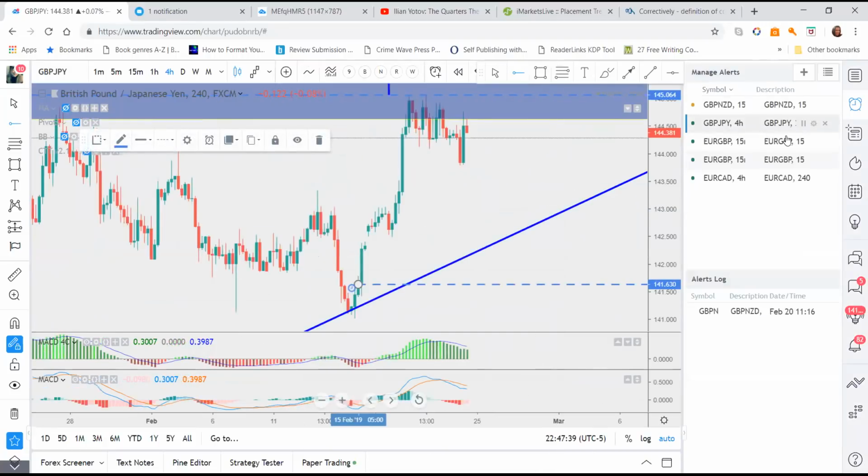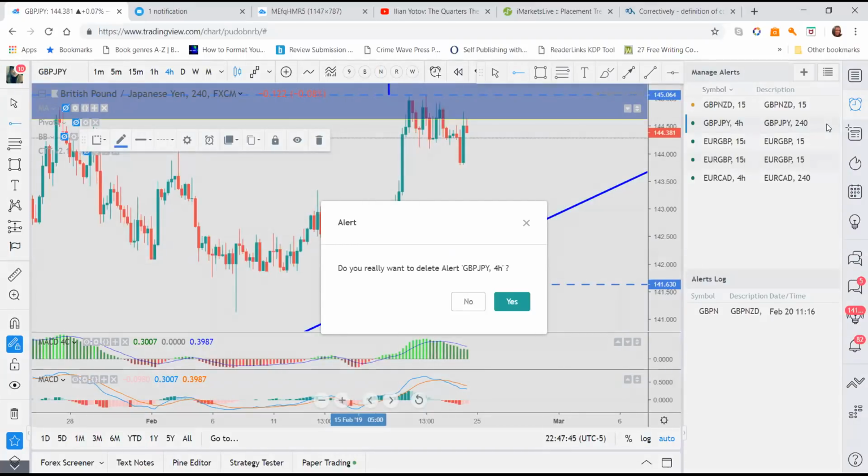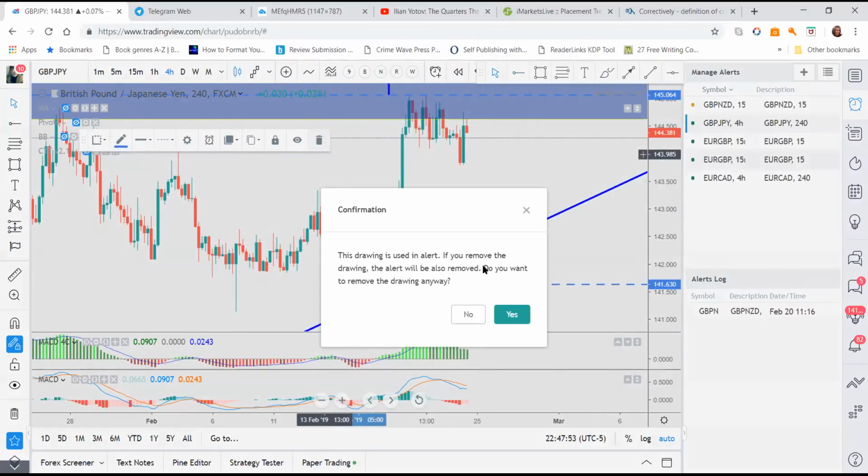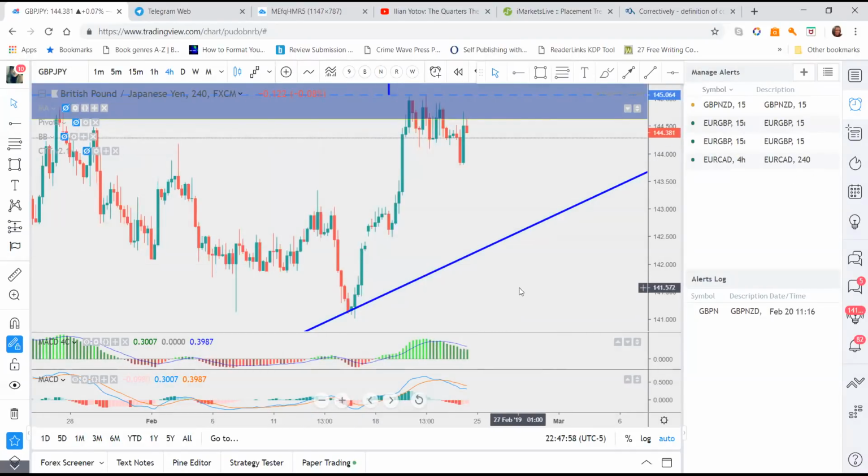All your alerts pop up over here. Whenever you want to get rid of the alert, you just click on it to delete it, and it's yes or no. Or you can go here to delete your horizontal ray. When you go to delete it, it tells you it has an alert. Do you want to remove it? You click yes. All right, so there are several different ways you can set your alerts.